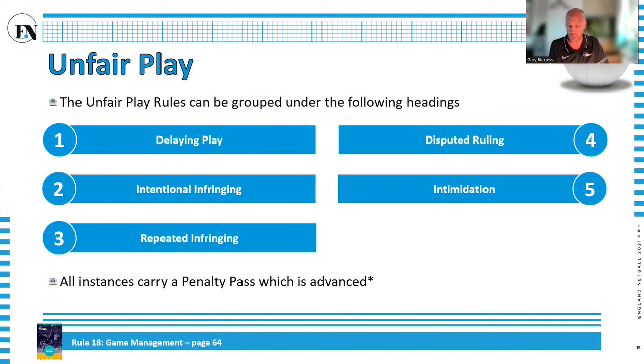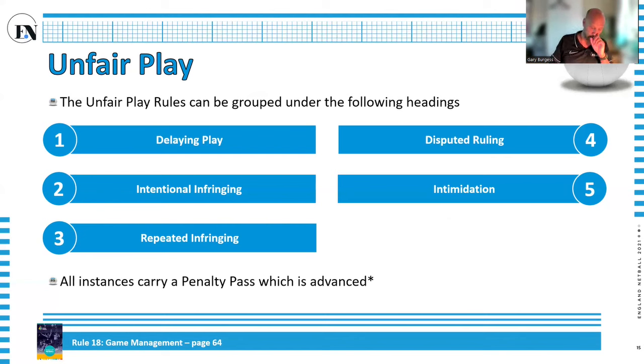Okay, now all of these carry a penalty pass. That's the first thing. And it is then advanced. Now, there's an asterisk there. Okay, if it's the first time. Okay, so it's a penalty pass which is advanced if they've done it the first time. If, for instance, you advance or whatever for repeated infringing and then they do it again, you are at the next level of the game management ladder, and that may well be a warning in that aspect. Okay, so the first time it happens, it's a penalty pass which is advanced.